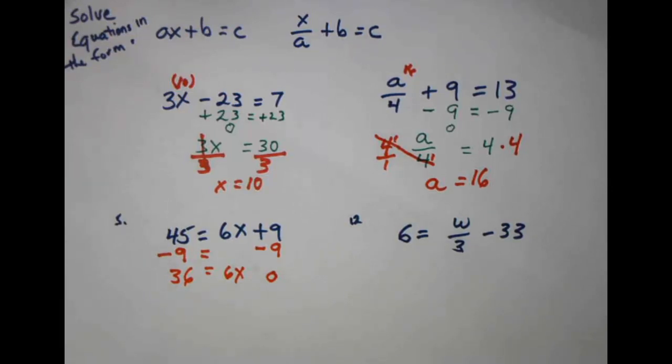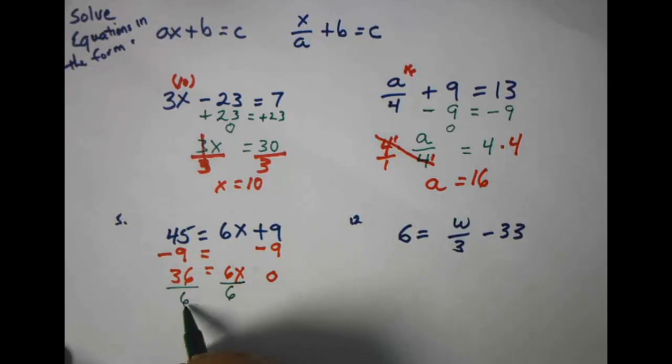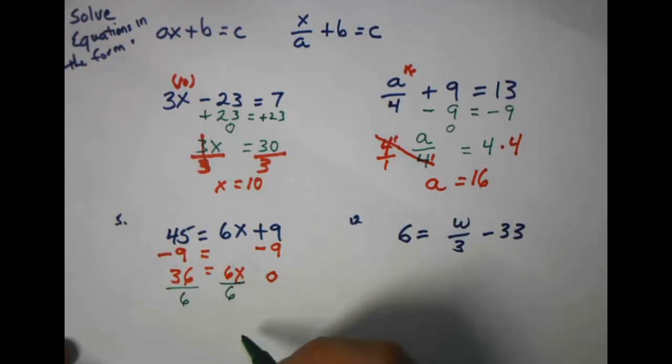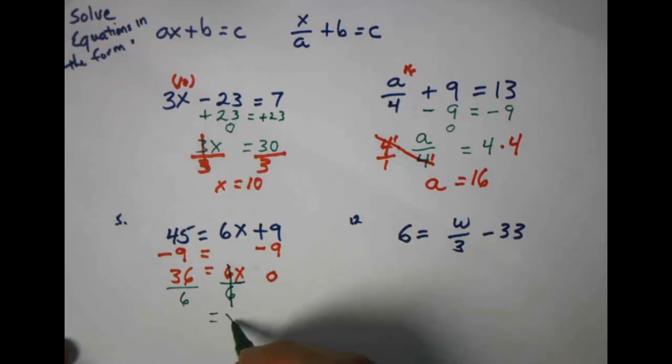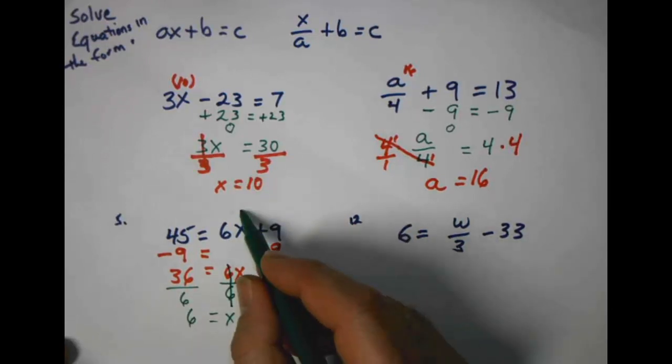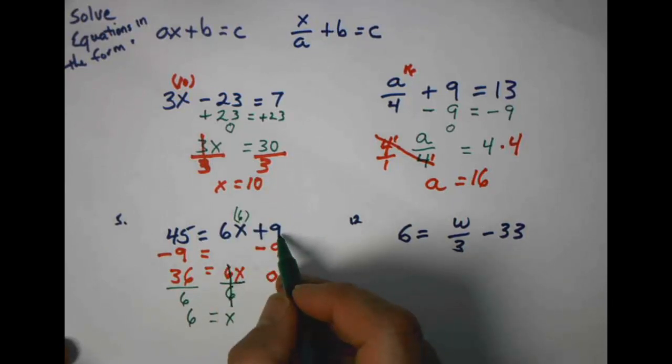Our second step is going to be dealing with the multiplication. Remember, 6 times x, so the opposite is divide by 6. And we always, always, always divide by the number in front of the variable. So how many 6's in 6? 1, they cancel. I'm left with x. 6's in 36 is 6. Plug it back in as a quick check. 6 times 6 is 36 plus 9, 45.